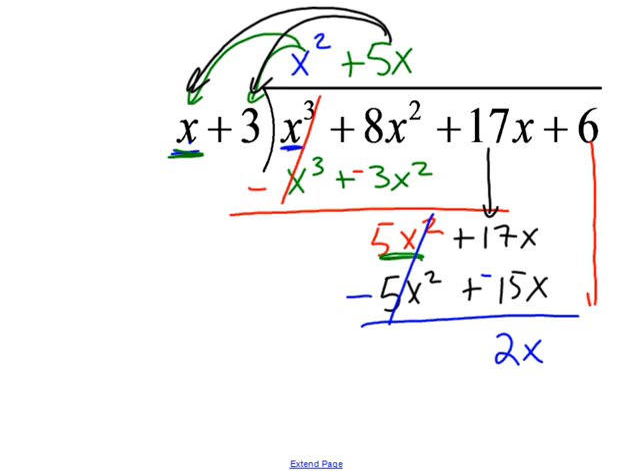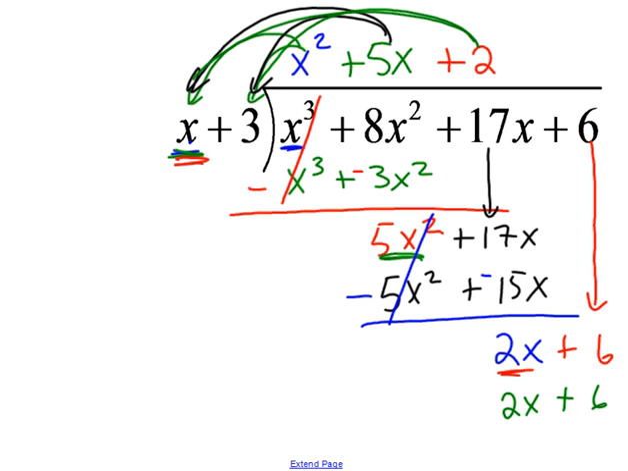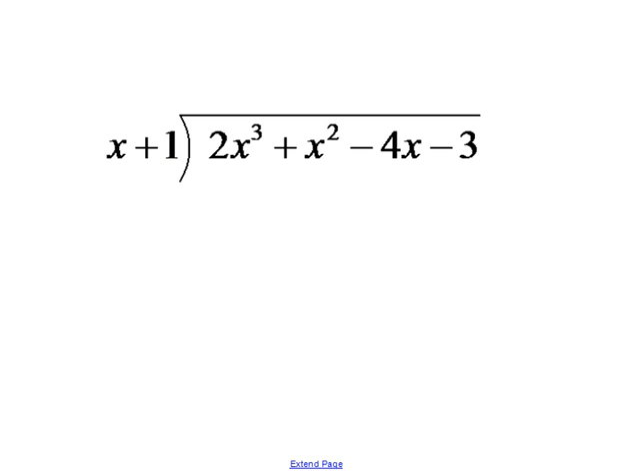Bring down that plus 6 and ask yourself, x times what gives me 2x? You say just 2, and then we go ahead and multiply that 2 through to both terms, and we get 2x plus 6. The last thing we do is subtract, and we get 0. So this cubic divided by this linear, x plus 3, leaves us with the quadratic x squared plus 5x plus 2.